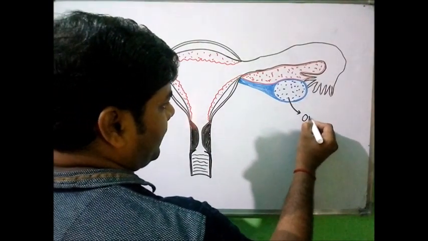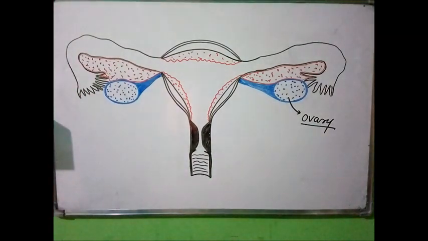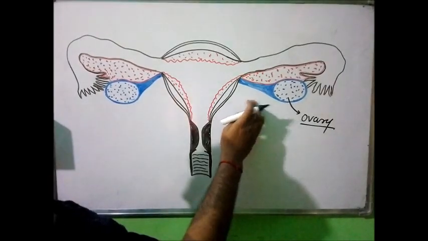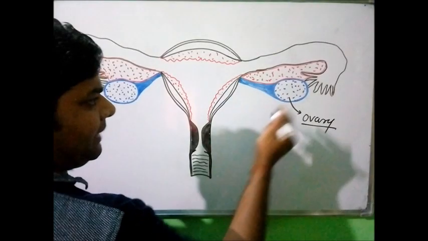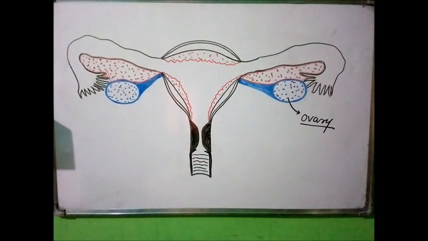So this is the ovary, and you can say that the ovary is the main gonad of the female reproductive system. Each ovary is an oval structure, and one pair is present on either side of the body of the uterus, one on the left side and one on the right side. Now there are different connections of the ovary.